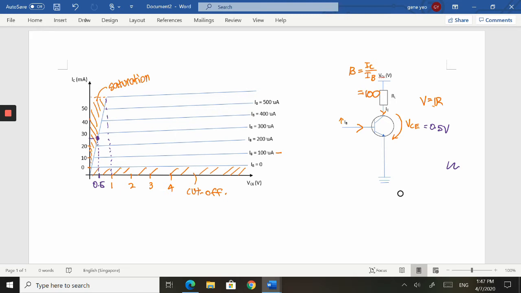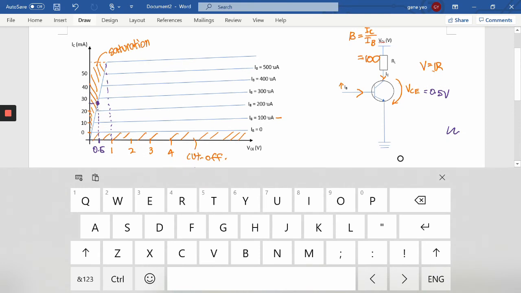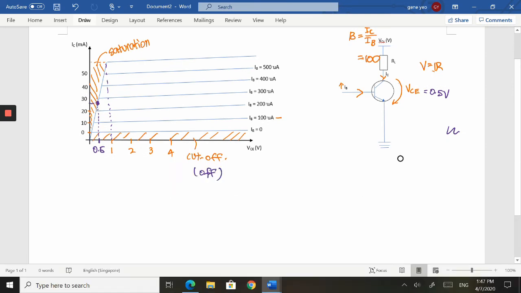Okay, so a couple of things. One, know that this is the cutoff region. Any value below IB equals 0 is cut off. It's in an off state. And any value that lands in this area is in the saturation state. Okay, so that's one thing that you have to know.